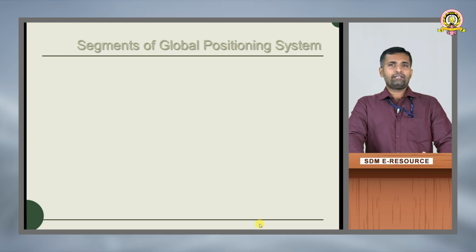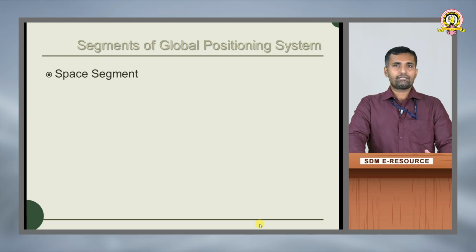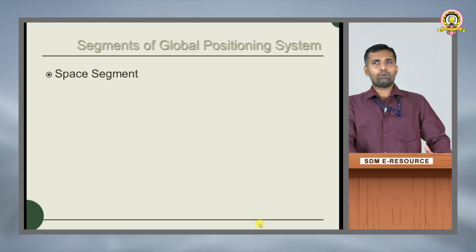There are various segments in the GPS. There are three important segments: the space segment, the user segment and the control segment. We will talk about each segment.